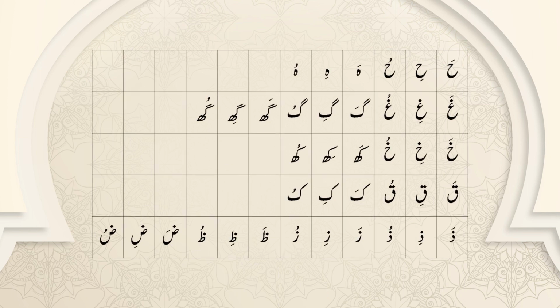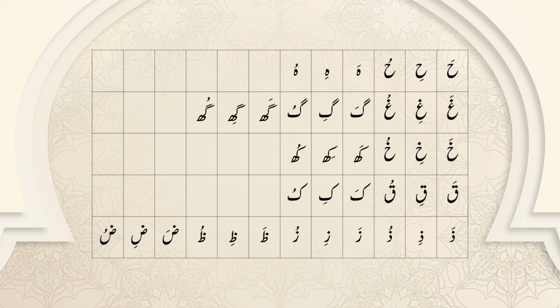We have another alphabet here, he and ha. We have arrayed he and ha together because they create the same sounds. Well done. Ha, he, hu, with he, ha, he, hu.